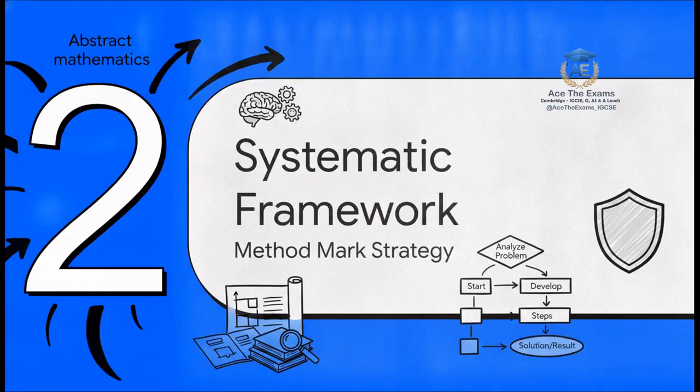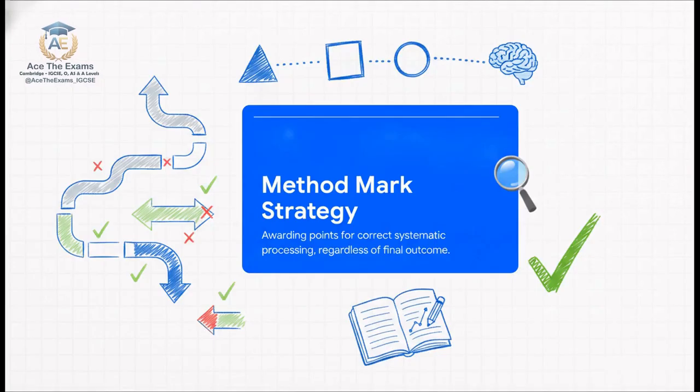All right, section 2, systematic processing framework. Now that the theory is locked in, let's shift gears to the technical methodology you need to grab those top-tier grades, specifically the method mark strategy. Here's the massive takeaway. Cambridge prioritizes your analytical depth. They award marks for the correct process.